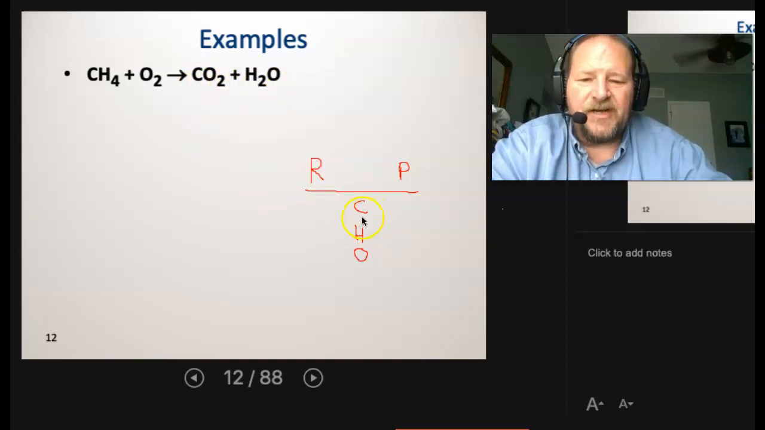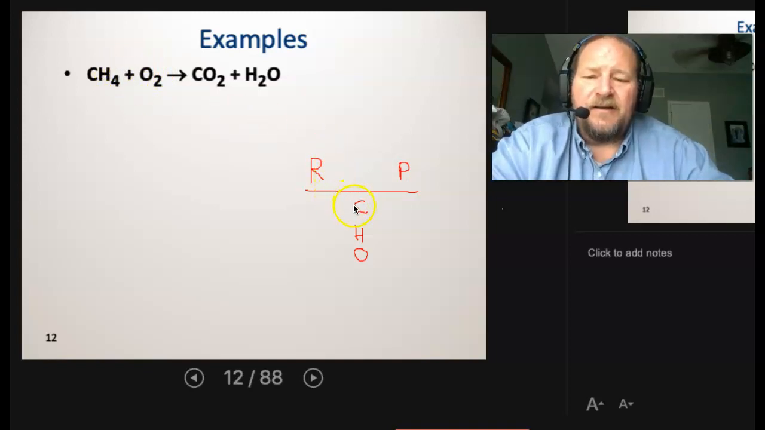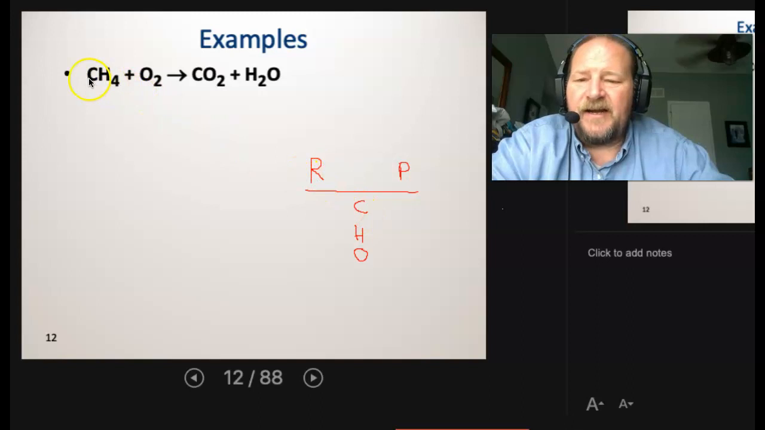I like to just make sure I have the same elements on both sides. That way I know I've written this correctly. I didn't make any mistakes with maybe naming, or I've missed an element or something along those lines. Now, at this point, I look at the reactant side. I have 1 carbon. So I'll put a 1 here. I have 4 hydrogen, and I have 2 oxygen.